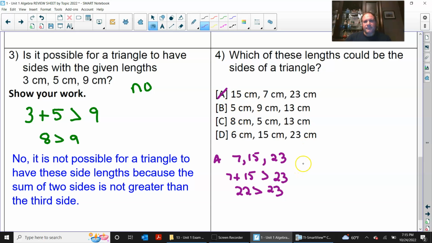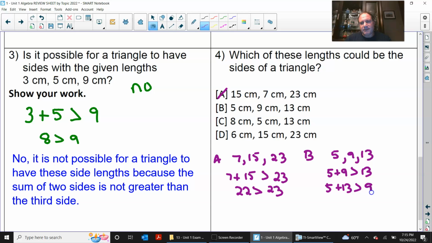Out. Then I'm going to try B. 5, 9, and 13 from least to greatest. 5 plus 9 has to be greater than 13, and it is. Then I'm going to do 5 plus 13.